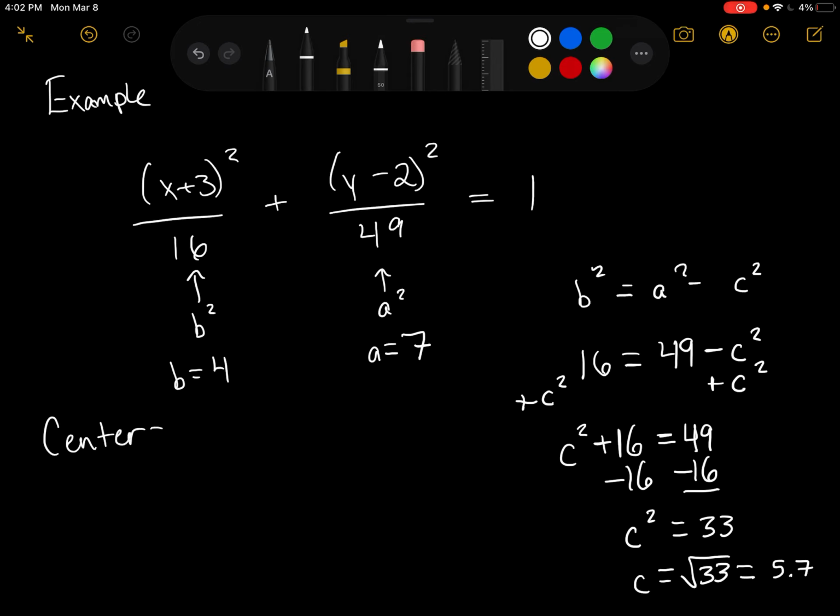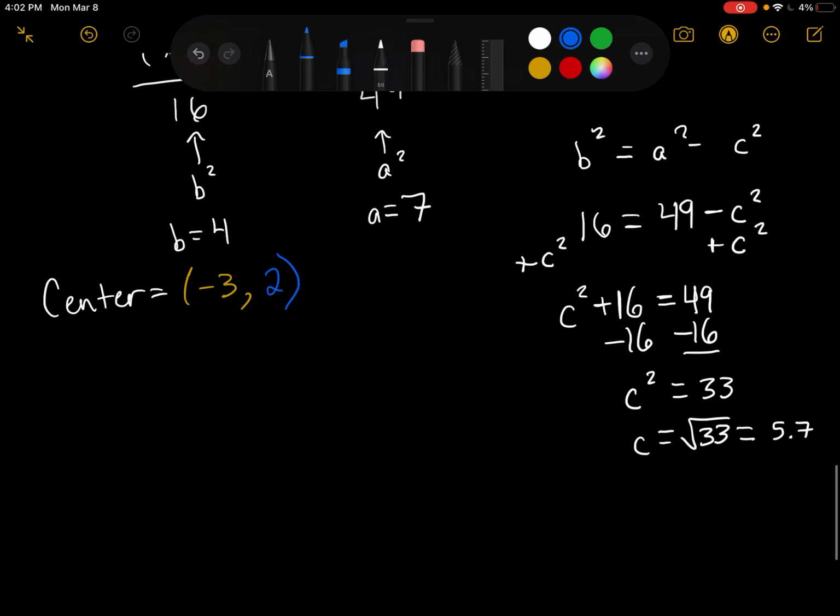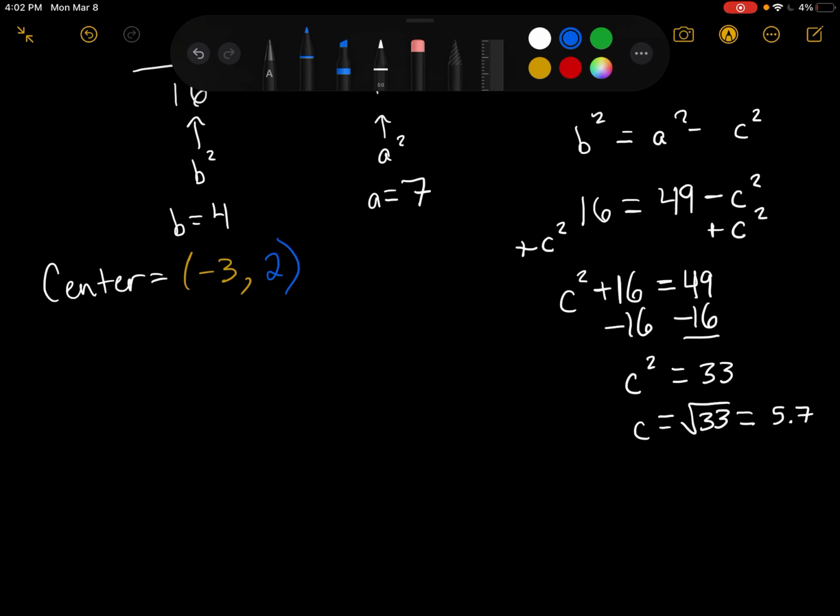So we'll start off with what is our center? So our center is h comma k. So we'll take our two numbers, and we do the opposite of them. So for our x value, it's the opposite. And then for our y value, same thing, the opposite. So center is at negative 3, comma 2. So if we put this on a graph, our center here would be at negative 3, positive 2. So 1, 2, 3 to the left, and then up by 2.